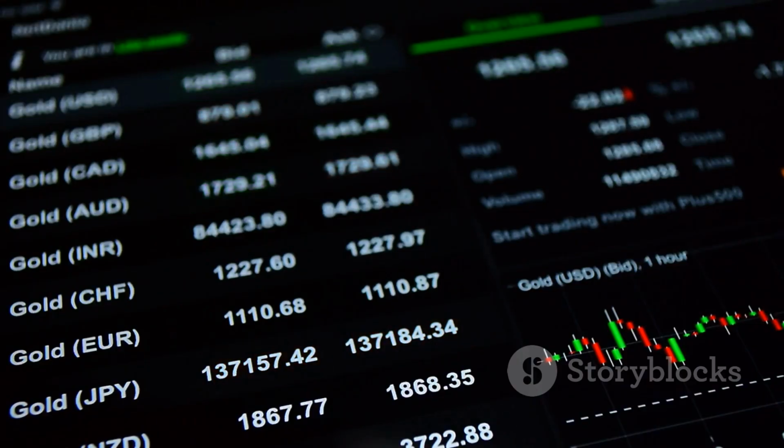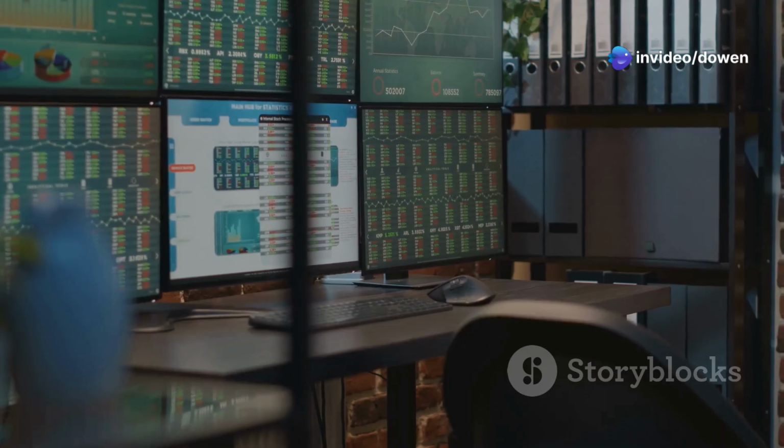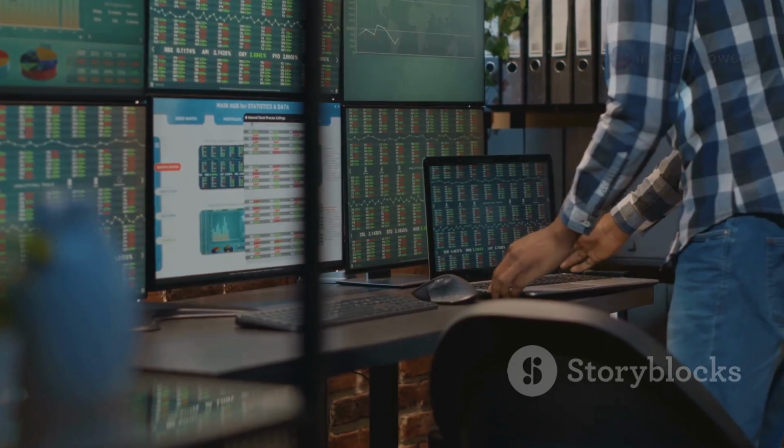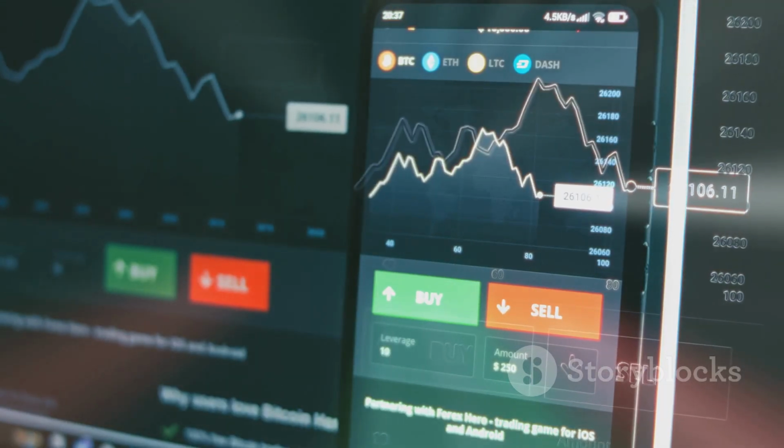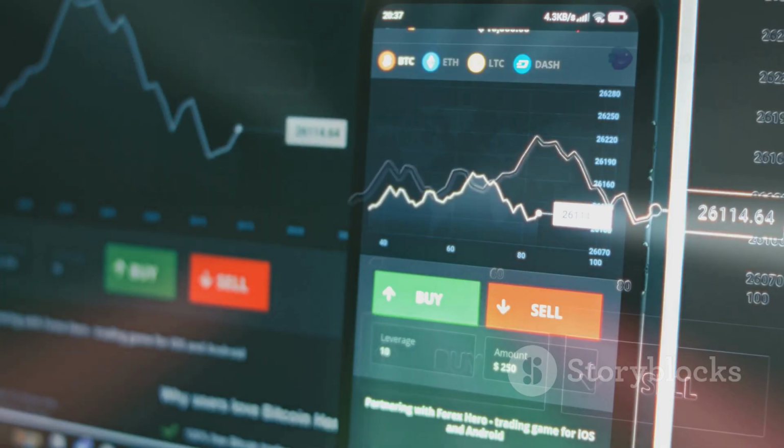So, pairs like EUR/USD, USD/JPY, GBP/USD, USD/CHF, AUD/USD, and USD/CAD are all considered major pairs. These pairs account for the bulk of daily trading volume in the Forex market. This high volume means they usually have tighter spreads, which is the difference between the buying and selling price.